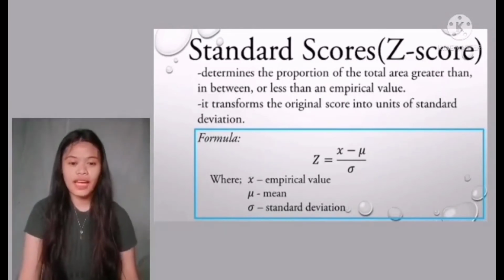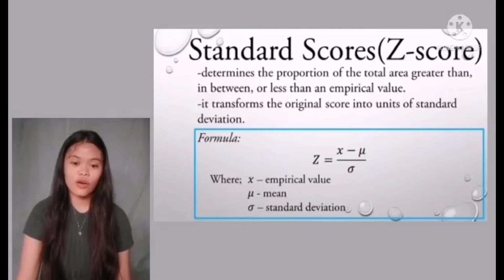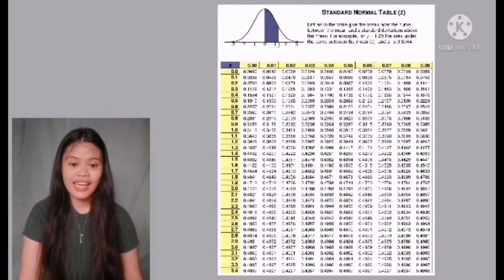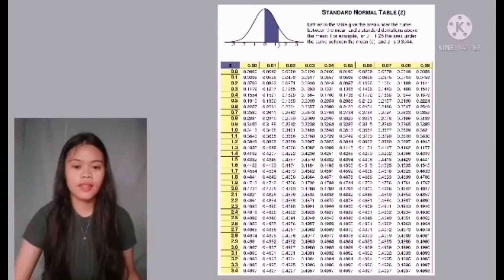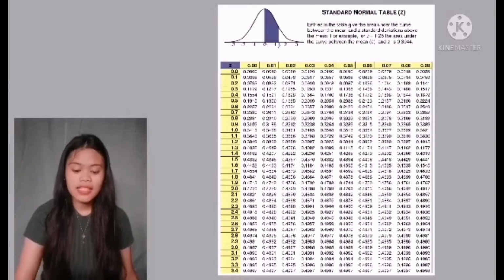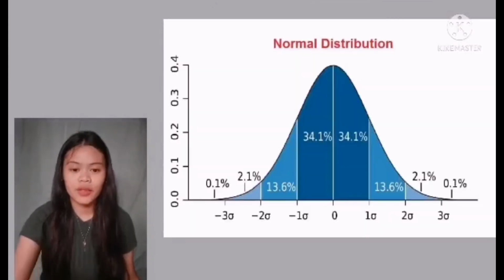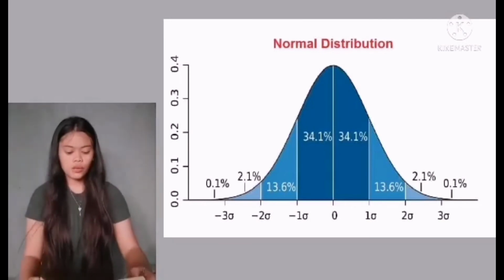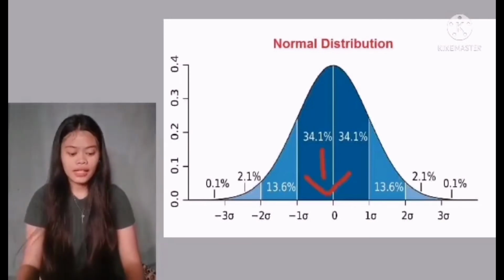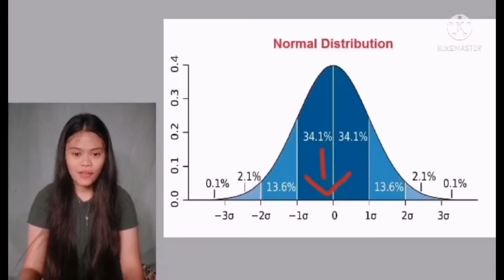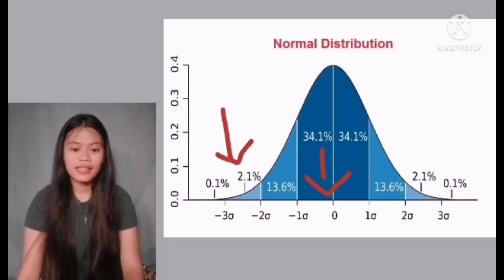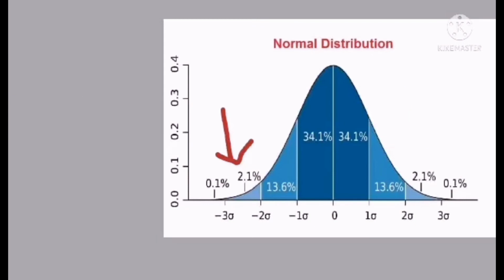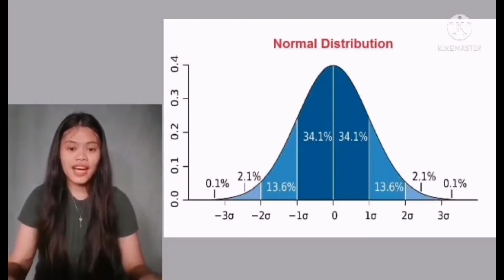And now, to be able to determine the Z-scores, meron tayong tinatawag na Z-table. And yung Z-table is nanggaling dito sa ating normal curve. So, ito yung ating normal curve. So, ito yung ating mean. And yung negative values ng Z is nasa left part. And yung positive naman is nasa right side. So, ngayon is gagawa tayo ng example.